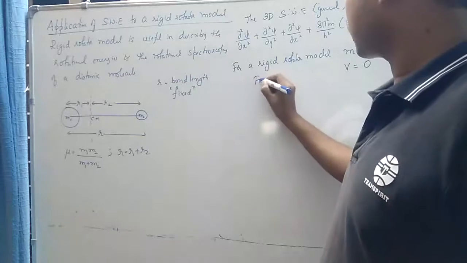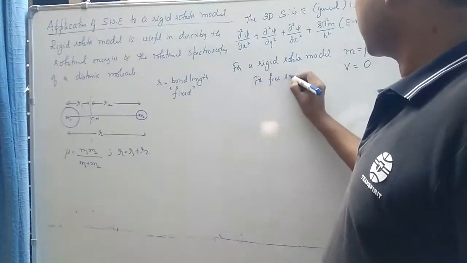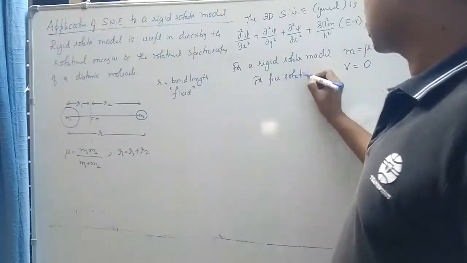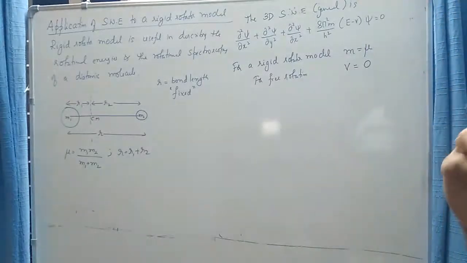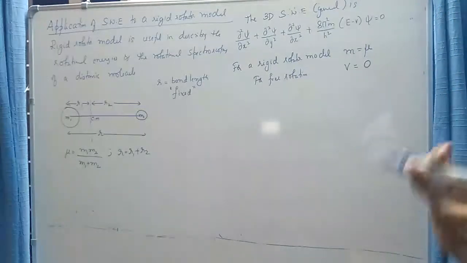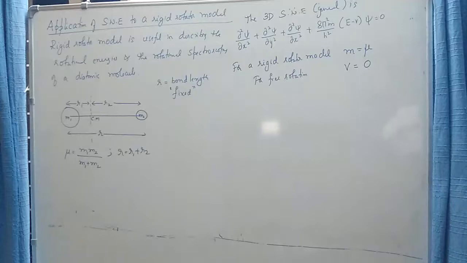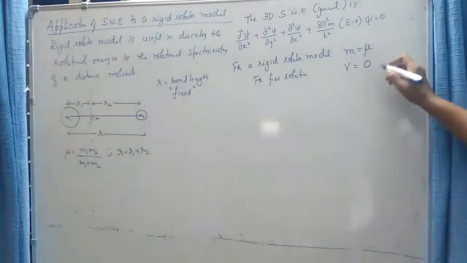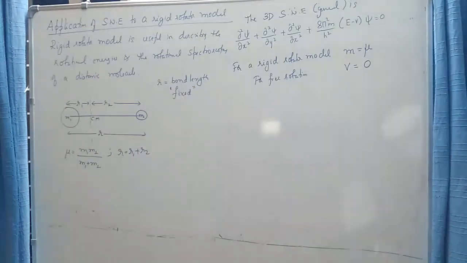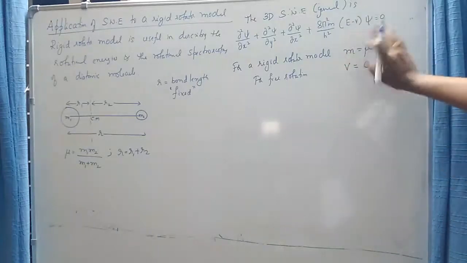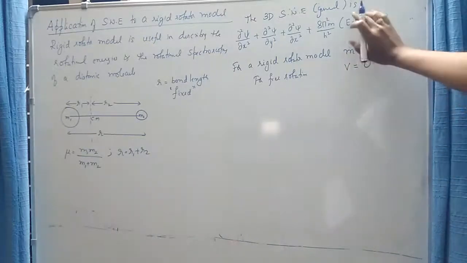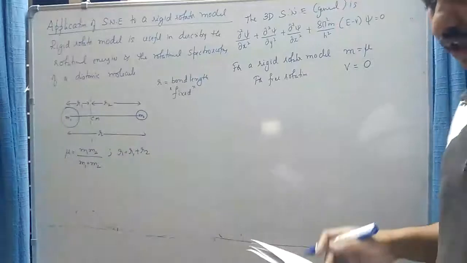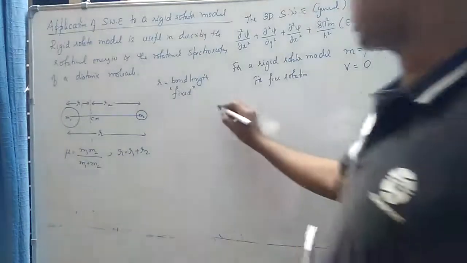So for free rotation, there is no hindrance for the rotation. There is no opposition for the rotation of the molecule, so it is a free rotation. It means the potential energy for rotation is 0, and we take that constant equal to 0. So these are the conditions for the rigid rotator model. If I substitute these conditions in the Schrodinger wave equation, we can write the Schrodinger wave equation for the rigid rotator.